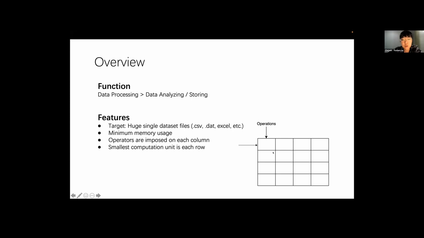And in terms of the real computation, the computation is done on each row. So basically, optimally, during the execution, only a few rows will be in memory because we are only computing on these rows. All of the other rows won't be in memory. And we will do the computation row by row.